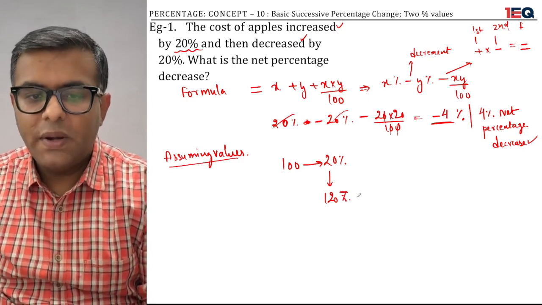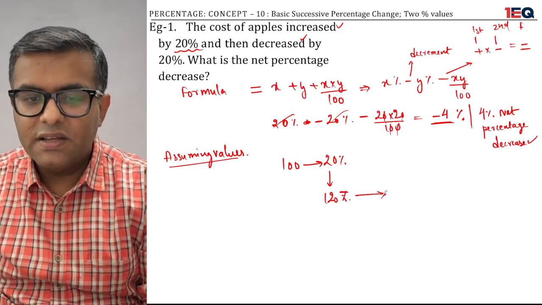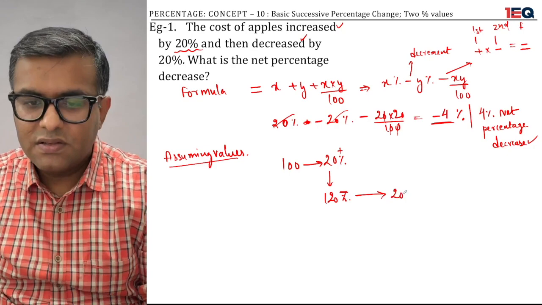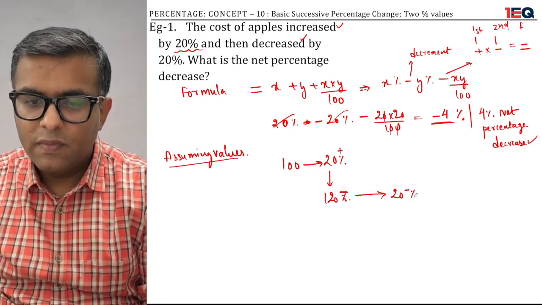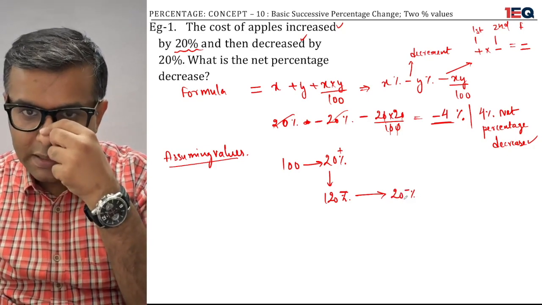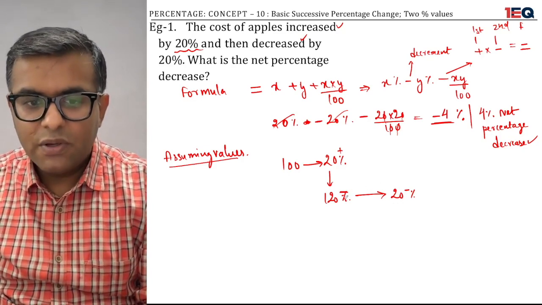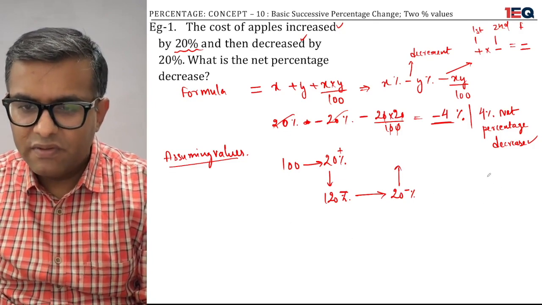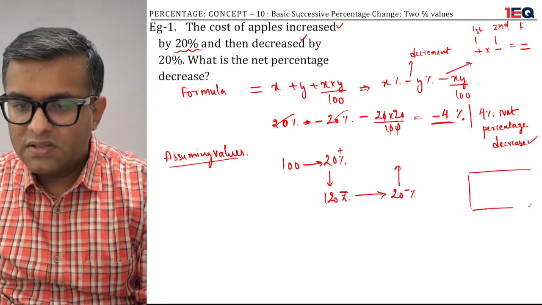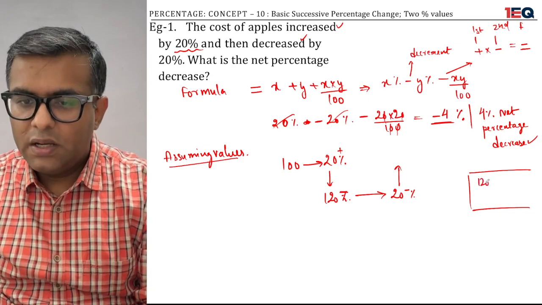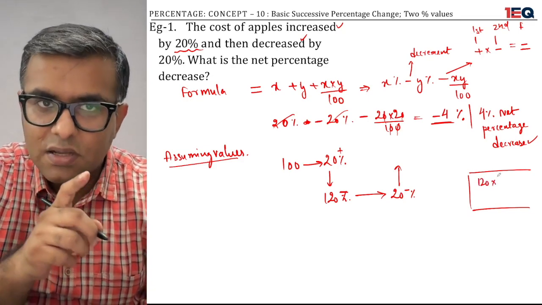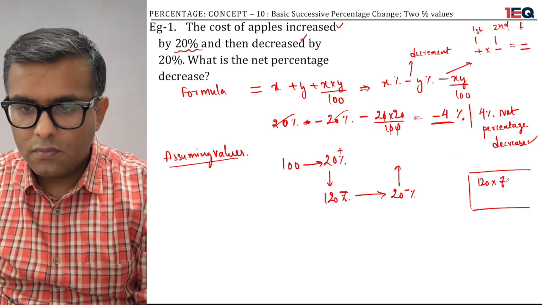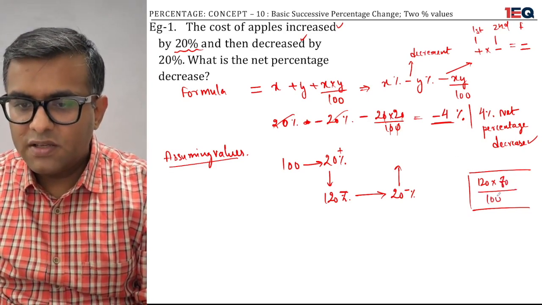Now, considering 120 as the base, there is a decrease of 20%. There is a decrease of base 20% minus, and the base value here is 120. Now applying the 20% minus on 120, I'm going to do it somewhere in the corner. 120 multiplied by 20% minus, or I can also write 100 minus 20, which is equal to 80%.